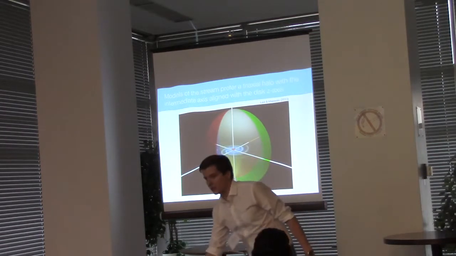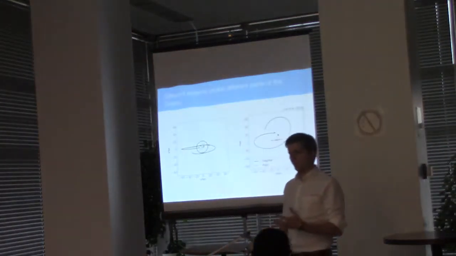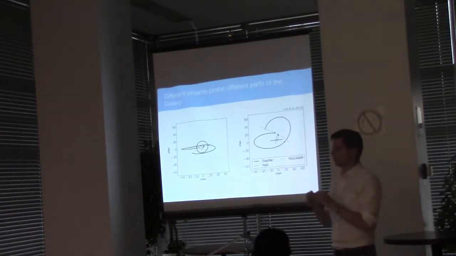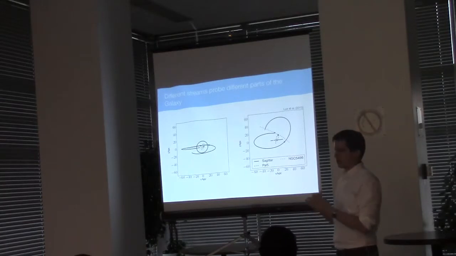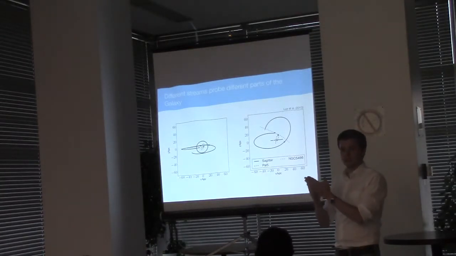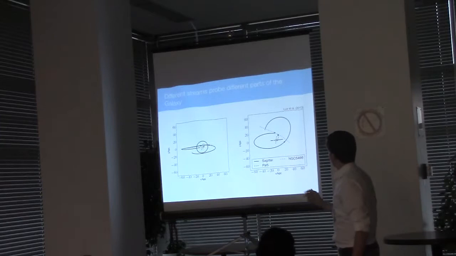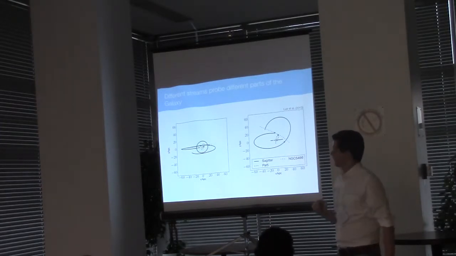So that's why we want to go to globular cluster streams, because they are much colder, dynamically colder. They are very thin, and consequently you can measure distance easily because it's just one population, because it's a globular cluster. And the two most promising streams are Palomar 5 and NGC 5466.